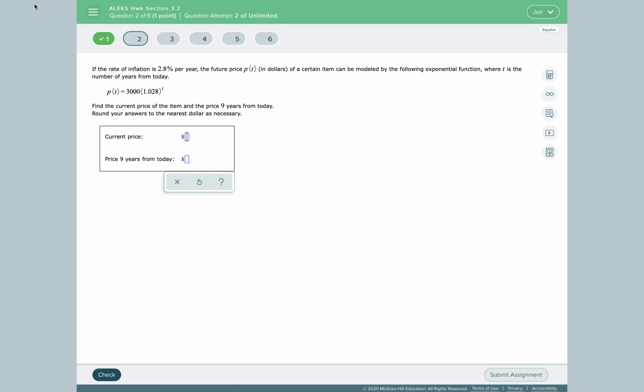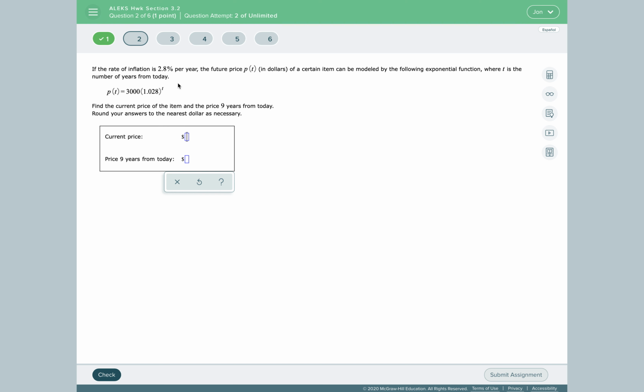Okay, for what we have in problem number 2, it says here, if the rate of inflation is 2.8% per year, the future price, P of t in dollars, of a certain item can be modeled by the following exponential function, where t is the number of years from today. So we have P of t is equal to 3,000 times the quantity of 1.028 raised to the t power. And it says to find the current price of the item and the price 9 years from today, and to round your answers to the nearest dollar as necessary.